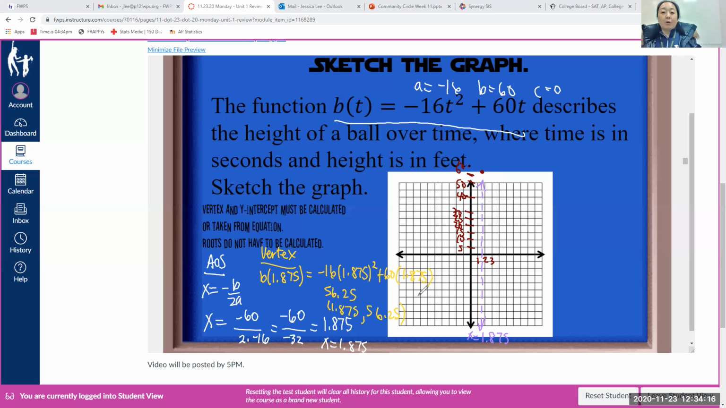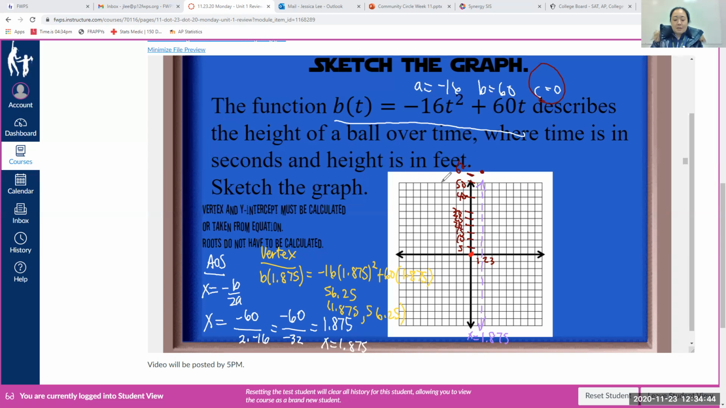And then how do we find our y-intercept? Plus 0. Remember, it's like plus 0, right? There is no c. If you plug in a 0 for t, what do you have left? 0. So that's literally it. Which means we have a reflected point, like a symmetric point, right? How far away is this? 1.875 away, right, from the axis of symmetry, because it's starting at 0.